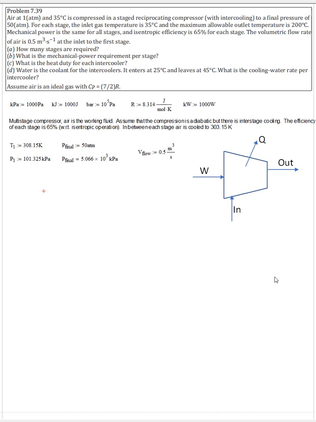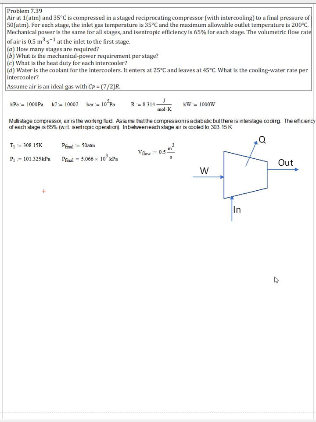What the intercooling means is that there is a heat exchanger where the hot air coming out of the compressor stage is then cooled back down to a lower temperature before it goes into the next compressor stage. So for each stage, the inlet gas is 35 degrees C. The maximum allowable temperature for the outlet of each stage is 200 degrees C. Mechanical power is the same for all stages, and the isentropic efficiency is 65% for each stage.